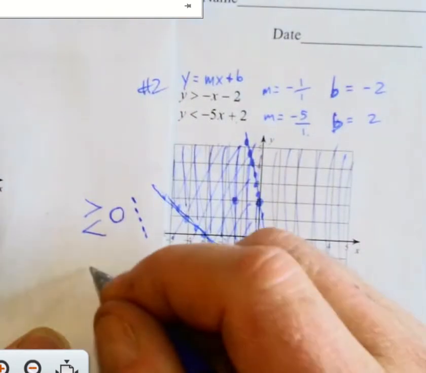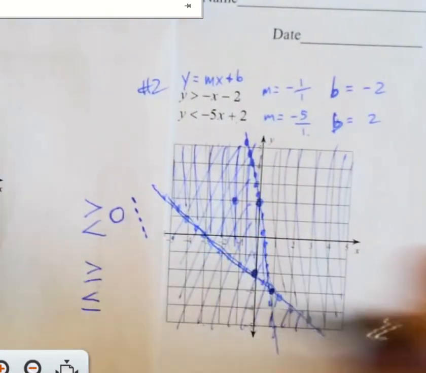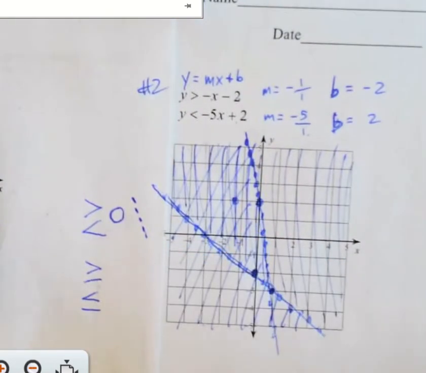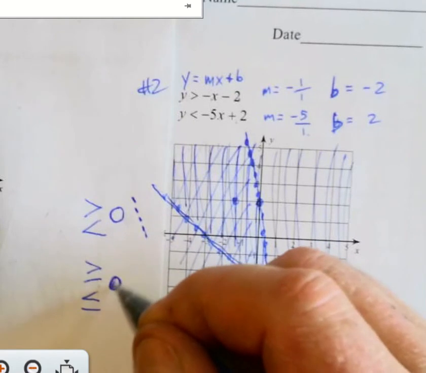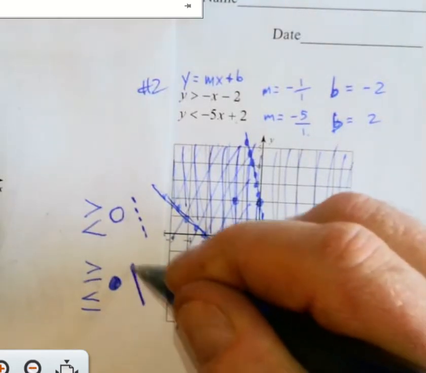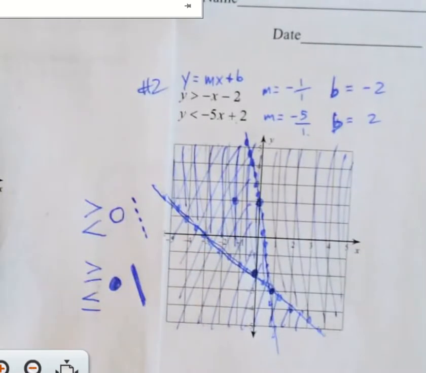Okay? And let me just add to this. If it's greater than or equal to or less than or equal to, we usually use a filled in dot, and then for our lines, we do a solid line. The end.